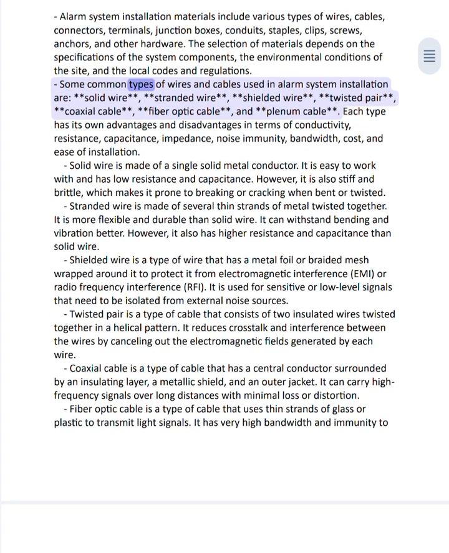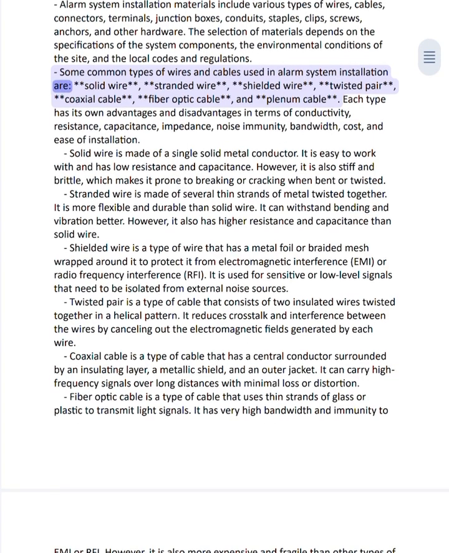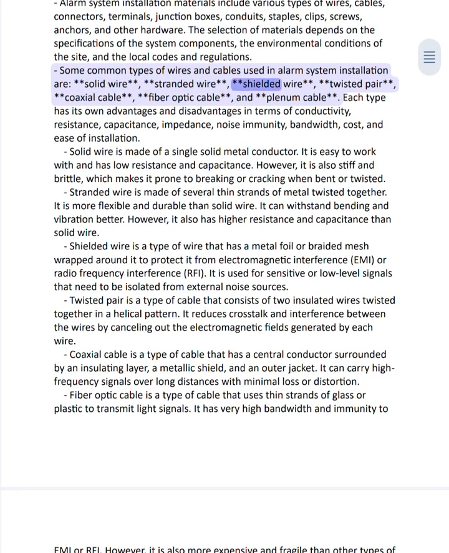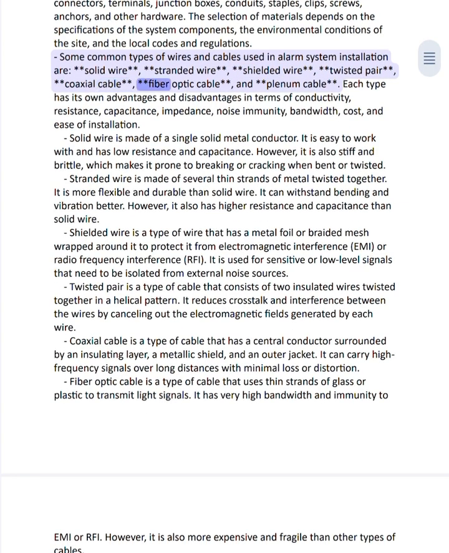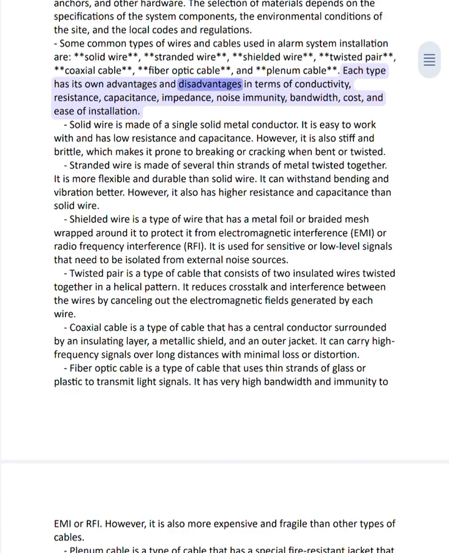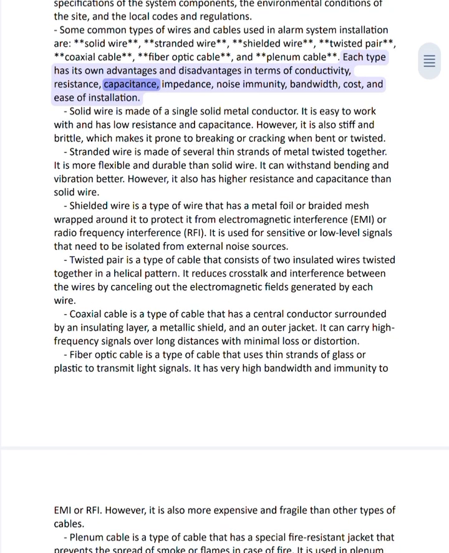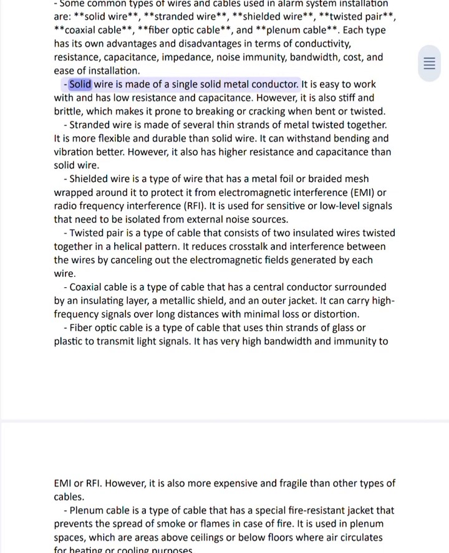Some common types of wires and cables used in alarm system installation are solid wire, stranded wire, shielded wire, twisted pair, coaxial cable, fiber optic cable, and plenum cable. Each type has its own advantages and disadvantages in terms of conductivity, resistance, capacitance, impedance, noise immunity, bandwidth, cost, and ease of installation. Solid wire is made of a single solid metal conductor.